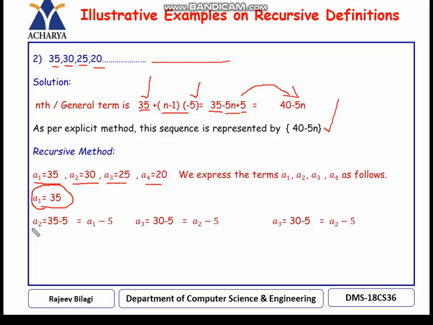So with this, a2 I can write as 35 minus 5, which is a1 minus 5. Similarly, if you look at a3, it is again 30 minus 5, and I can write this 30 as a2. So a2 minus 5. Similarly, a3 is equal to a2 minus 5.